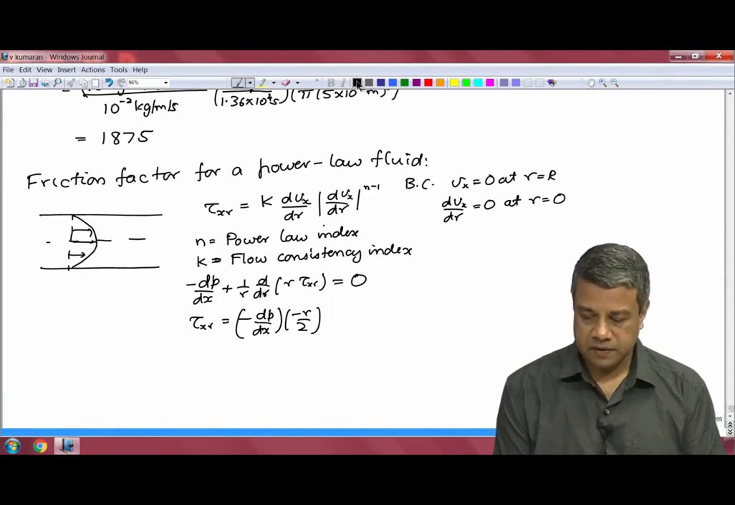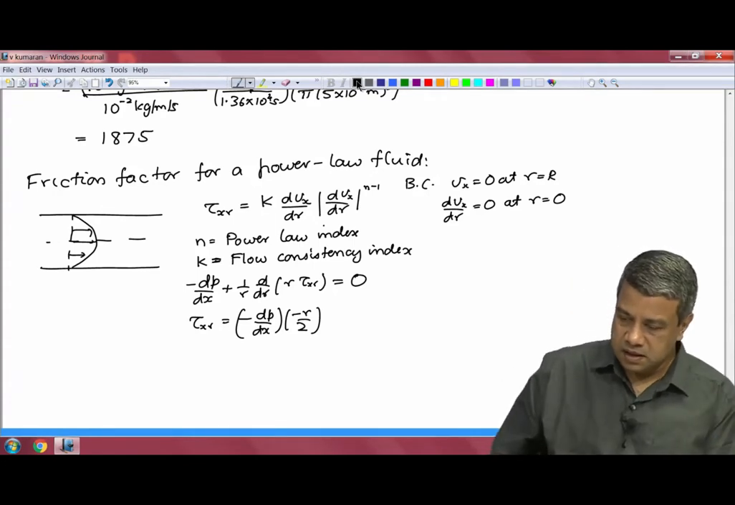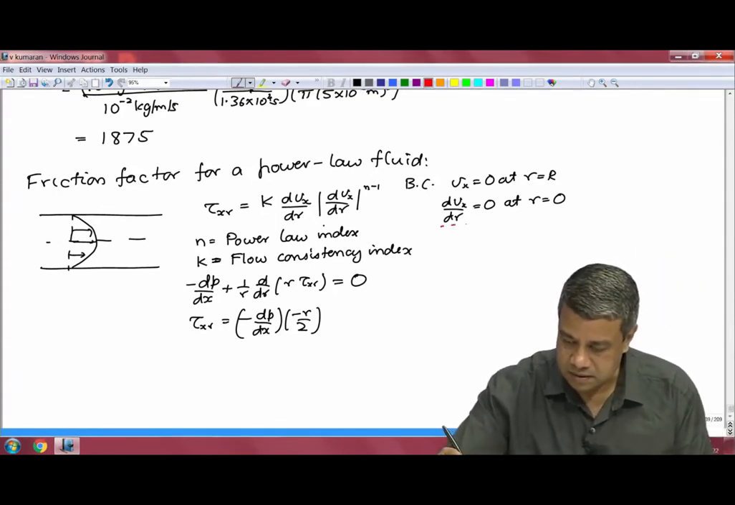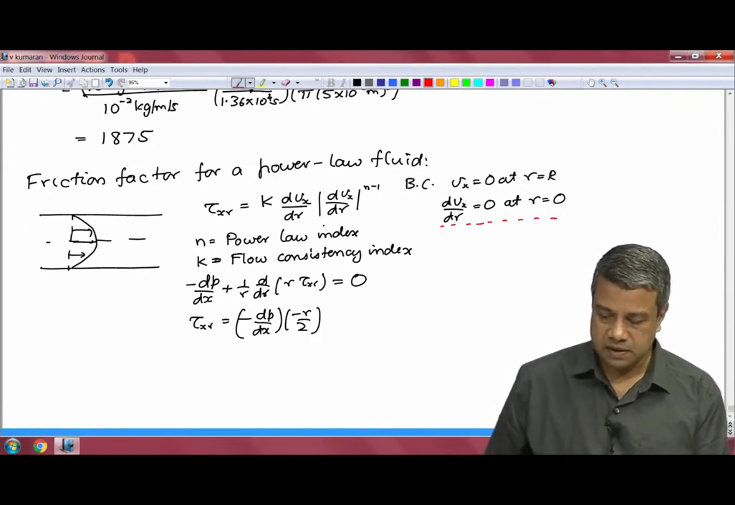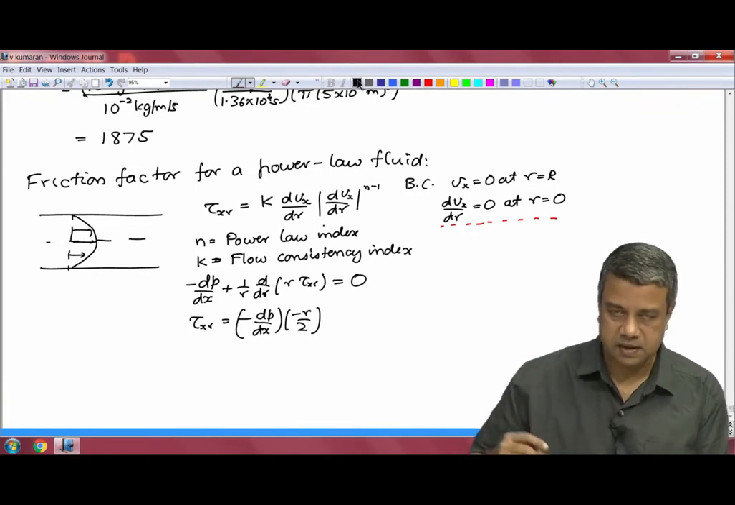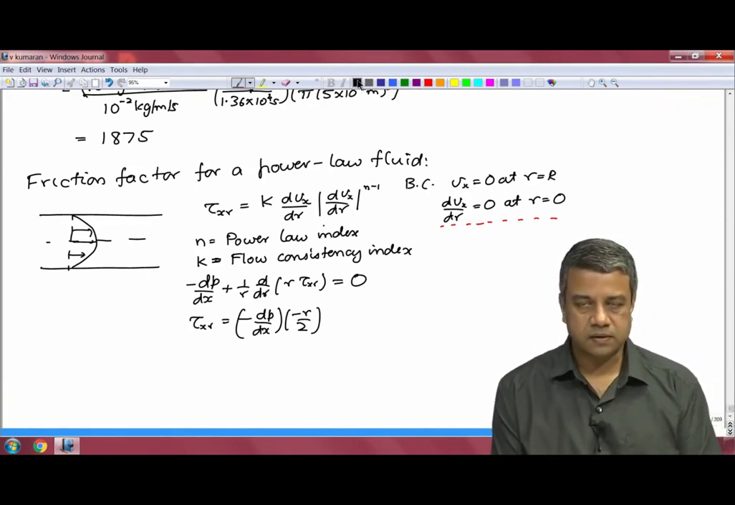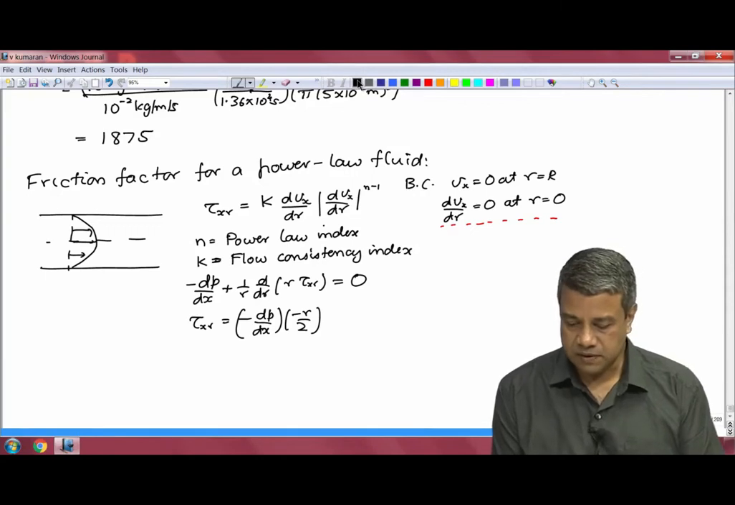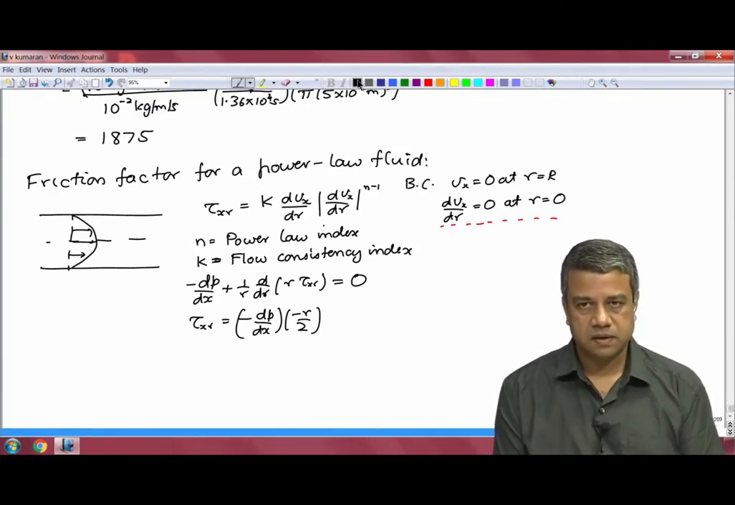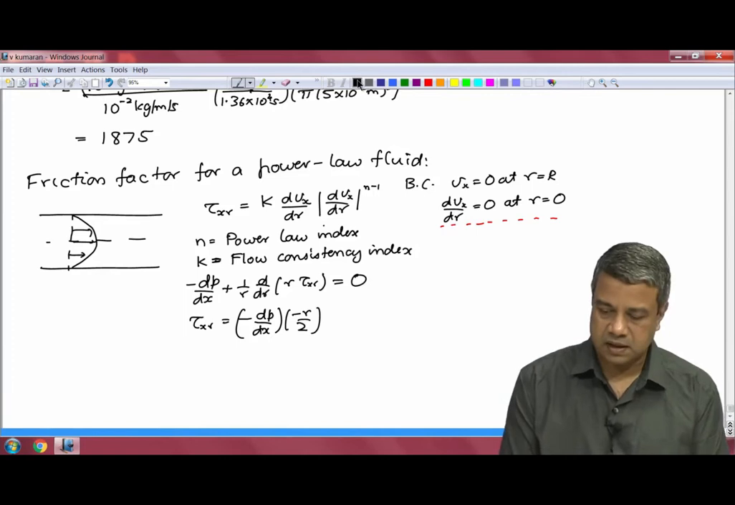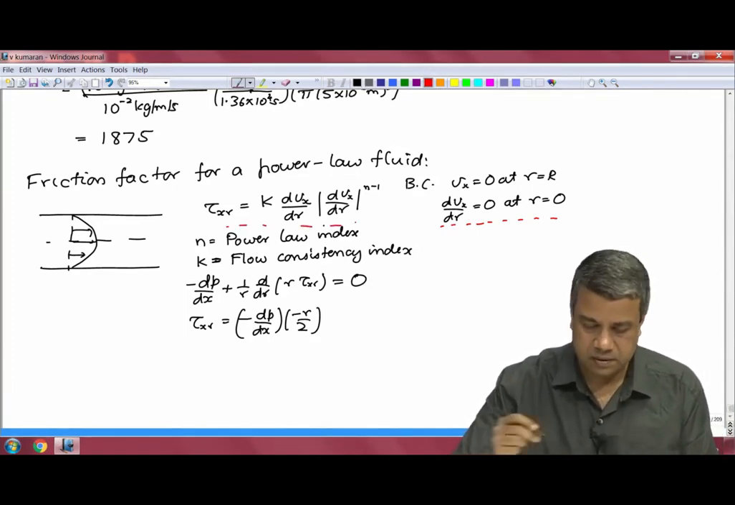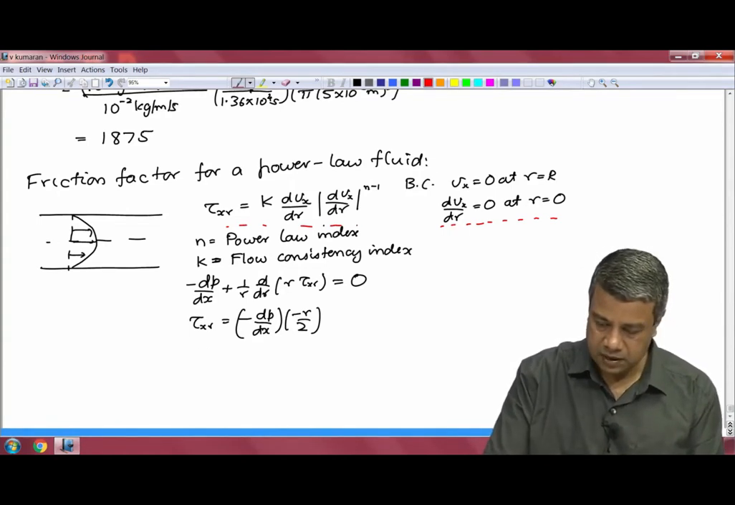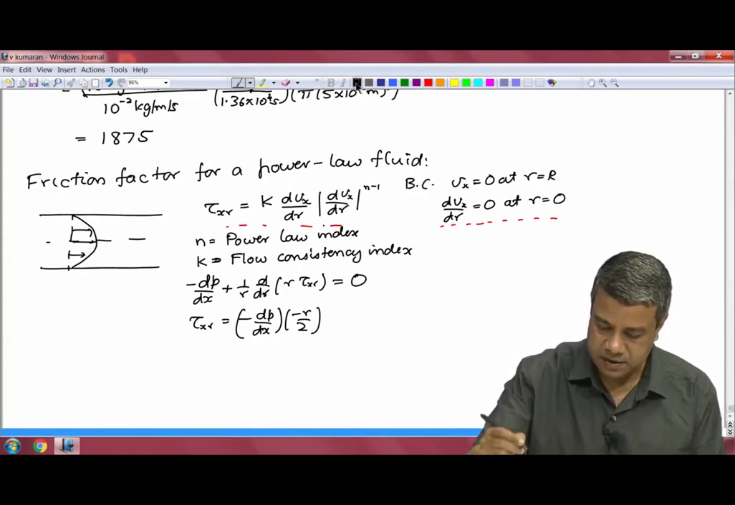Now, we have to find out the velocity. This stress already satisfies the condition that dVx by dr is equal to 0 at r is equal to 0. You can easily verify that if I substitute r is equal to 0 in this expression at the axis, I will find that tau xr is equal to 0, or the velocity gradient is equal to 0 from this power law relationship. Now from this I have to find out the expression for the velocity.